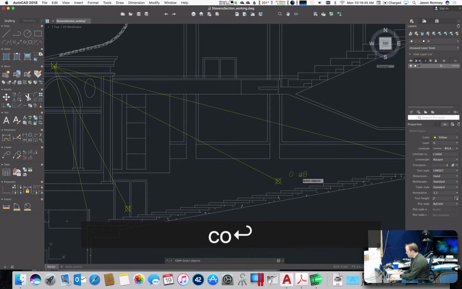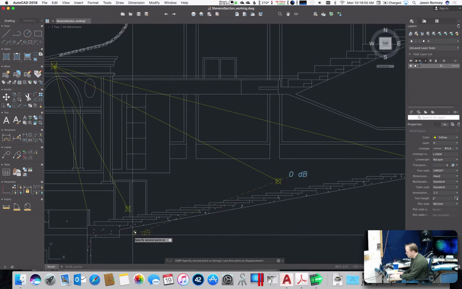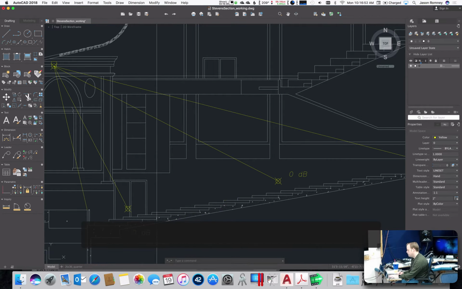Let's see what's going on here at the front row. Same exercise. Let's take a look at what angle we're dealing with here.